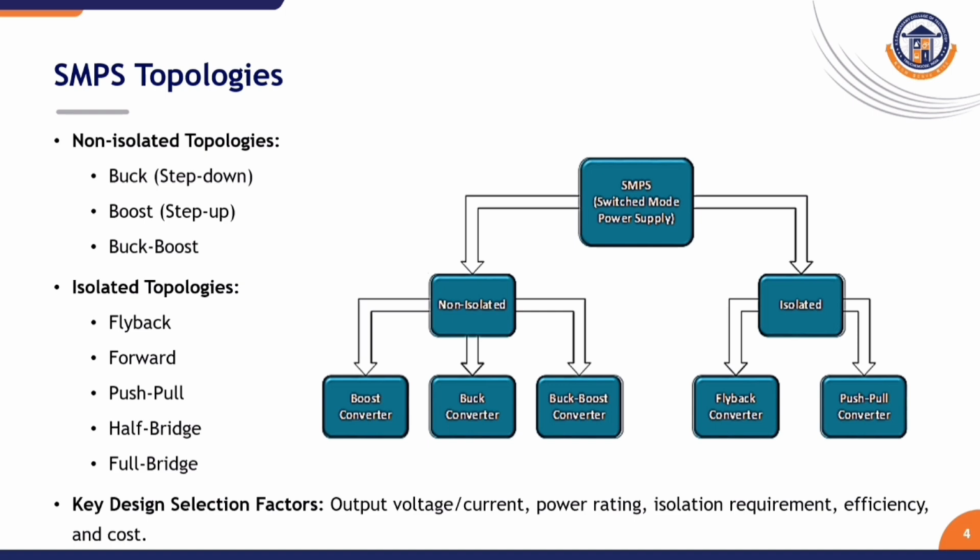Then come the isolated topologies. In isolated topologies, we have different types, that is flyback converters, forward, push pull, half bridge converters, and full bridge converters. These are used when isolation and high power are required. So the selection of the topology depends upon various factors like output voltage and current, power rating, isolation requirement, and efficiency.